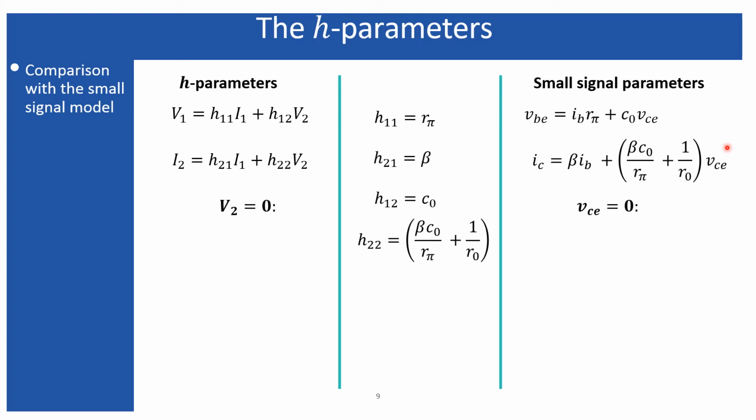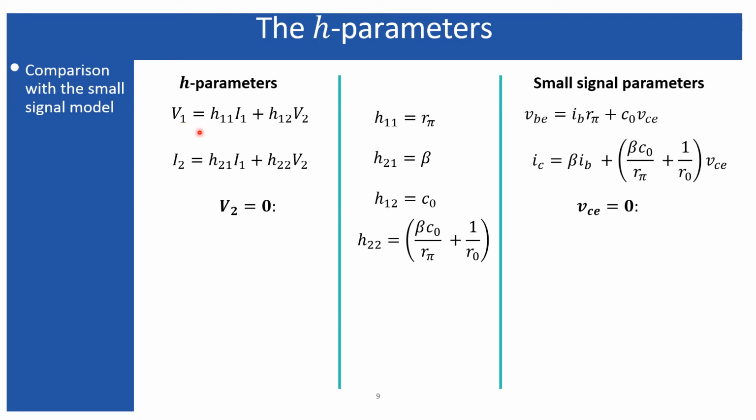First, consider V2 is equal to 0. And before going to discuss these things, look at these two equations. The first equation in the H parameter model is a general equation of the H parameter which I am going to borrow from circuit theory.